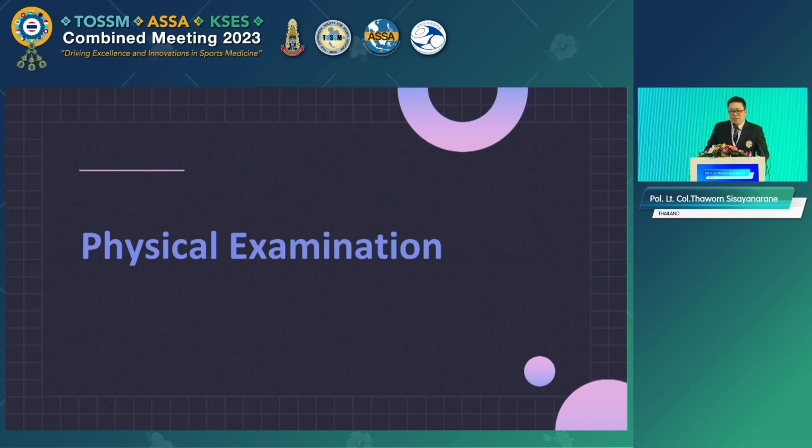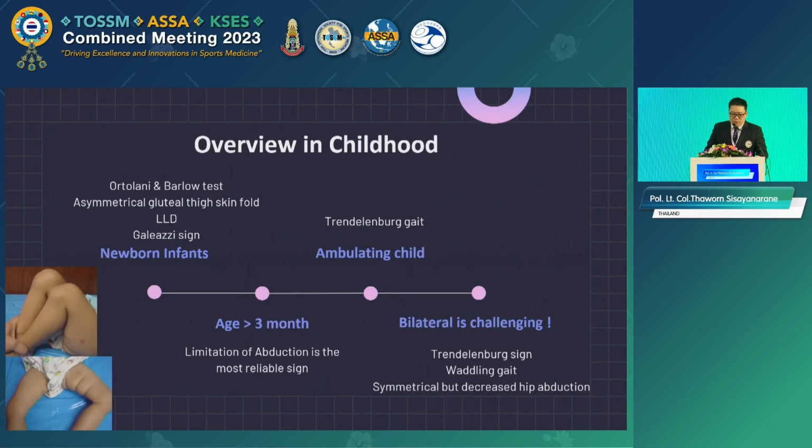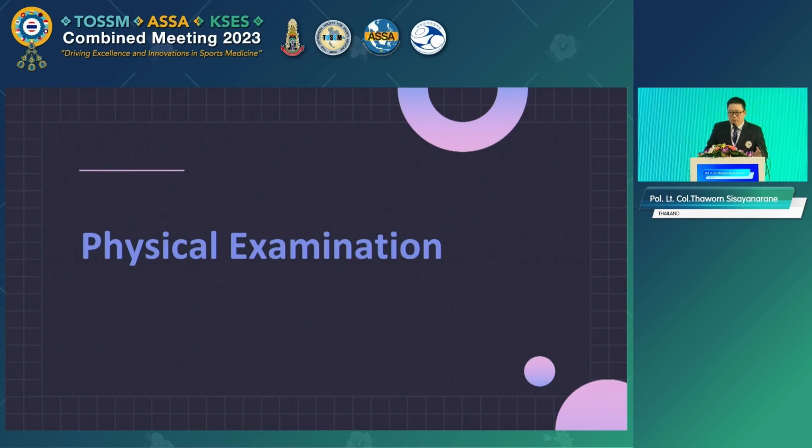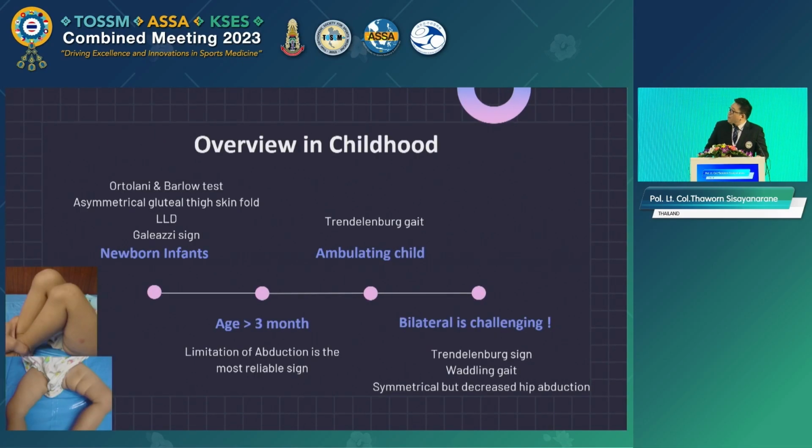Okay, for the physical examination related to dysplastic hip, we have to look for 6 components. But in childhood, as we know, the physical examination differs in newborns and infants. In the newborn, we can detect Ortolani and Barlow tests, asymmetrical gluteal thigh folds, or the Galeazzi sign. When the age is more than 3 months, limitation of abduction may be the most reliable sign. And when they grow into an ambulating child, the Trendelenburg gait is stronger evidence. But late dysplasia is more challenging.